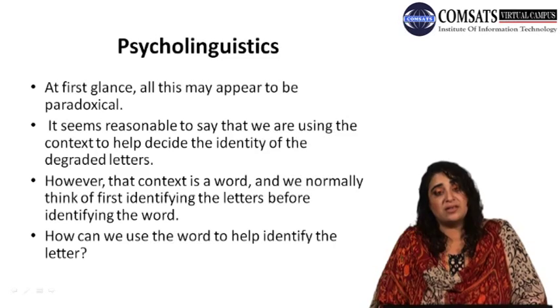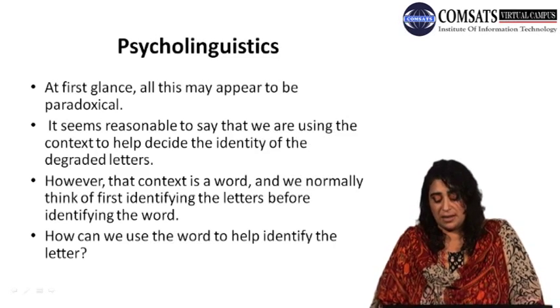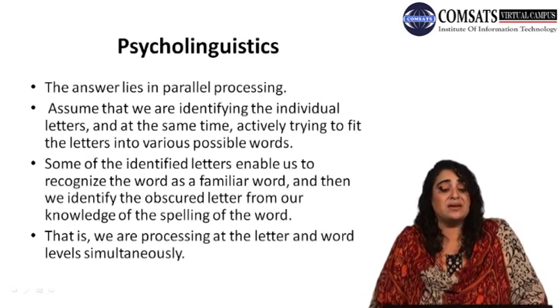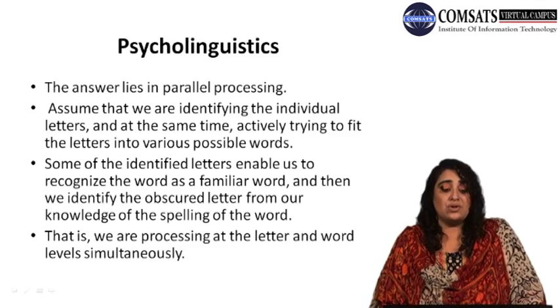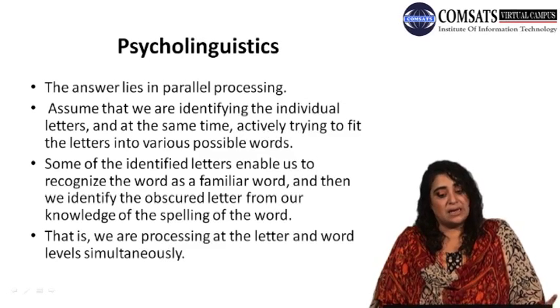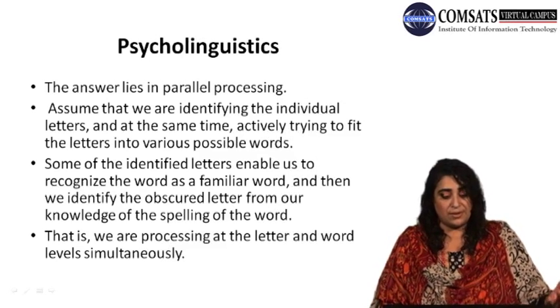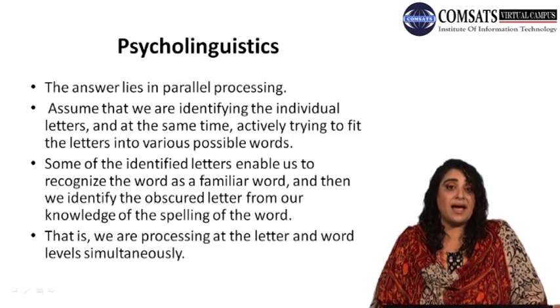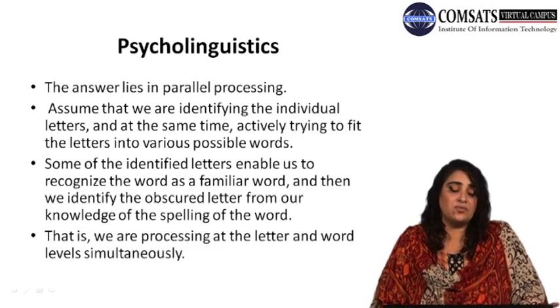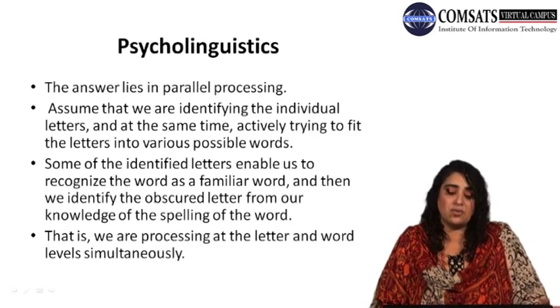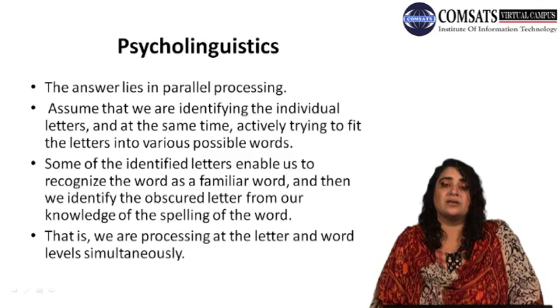Ab hum word ko kaise use karenge letter ko identify karne ke liye? Now, the answer lies in parallel processing. Iska answer parallel processing mein hai. Assume that we are identifying the individual letters and at the same time actively trying to fit the letters into various possible words. Ye assume kijiye, ye andaza lagaiye ki hum identify kar rahe hain the individual letters, separate letters at the same time, but actively also trying to fit letters, wahi letters ko hum saath saath ye bhi try kar rahe hain ki unko hum possible words mein convert kar dein.